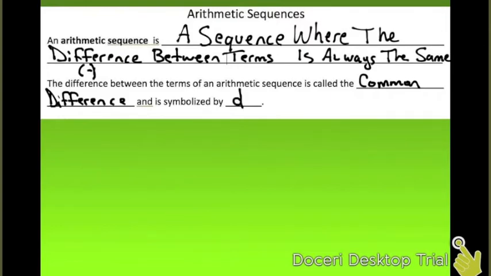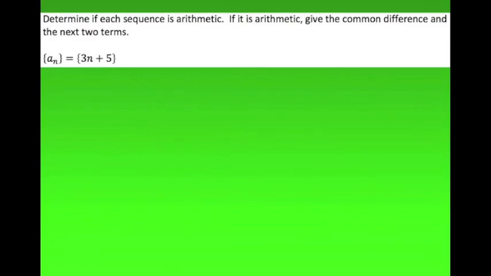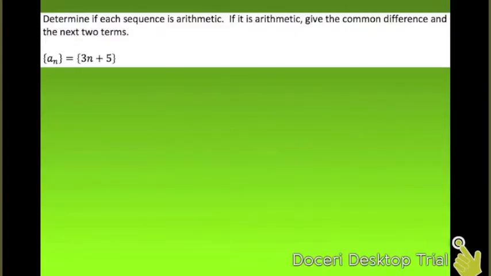So it's a common difference because every single time you subtract the first and second terms, you get a number. You subtract the second and third, you get the same number. You subtract the third and fourth, you get the same number. It's a common difference. So we wanted to determine if each sequence here is arithmetic. And if it is, we want to give the common difference and we want to give the next two terms.